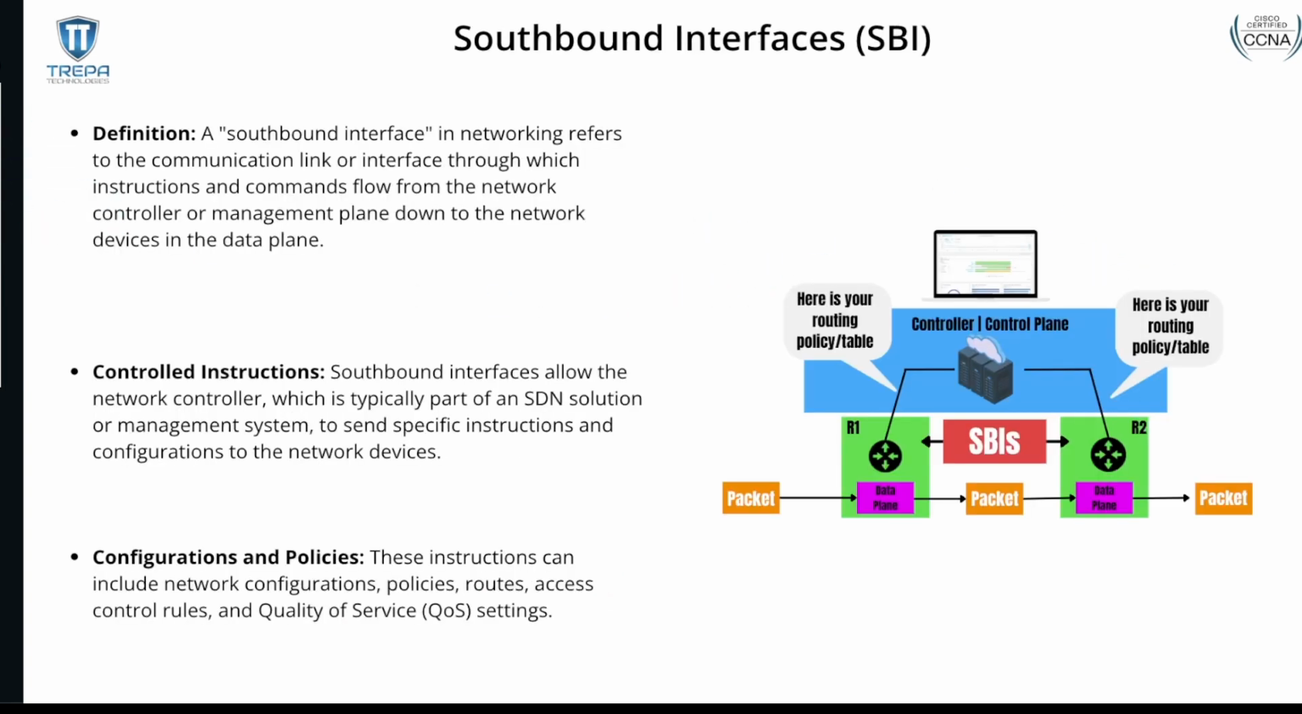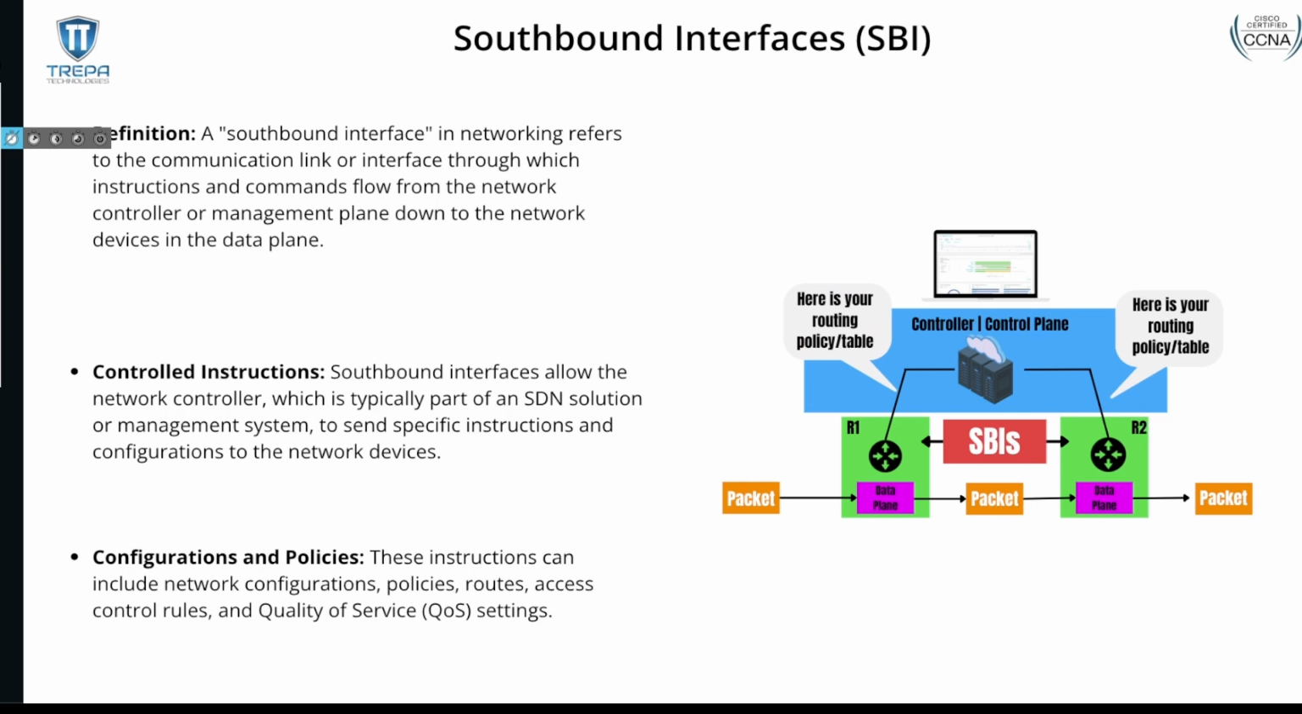So the southbound interface, or API. A southbound interface in networking refers to the communication link or interface through which instructions and commands flow from the network controller or management plane, which can be both, down to the network devices in the data plane. So what do we see here? We go back to these interfaces, right? Back to this diagram. We see that when we're pushing this routing table policy or making a change, it's with our southbound APIs, which again can be like NETCONF or RESTCONF. So that's what the southbound API is.